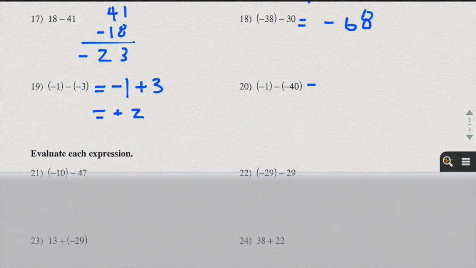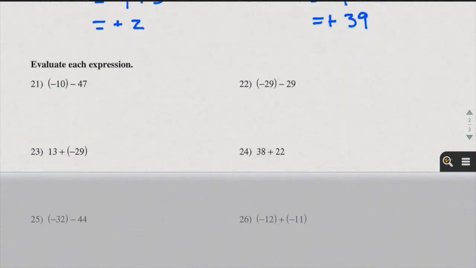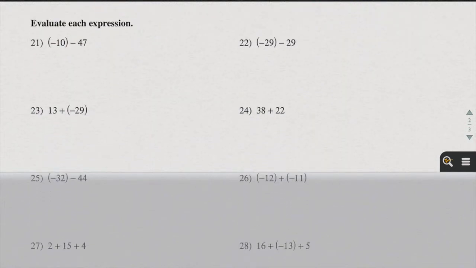Number 20. -1 minus and minus becomes a positive, 40. They're different signs, meaning that the 1 is a negative and the 40 is a positive. So what you want to do is find the difference between the two, which is 39. Because the 40 is a bigger number than 1, the 40 has a positive sign, so this becomes positive 39. Okay, let's do the same method with 21.